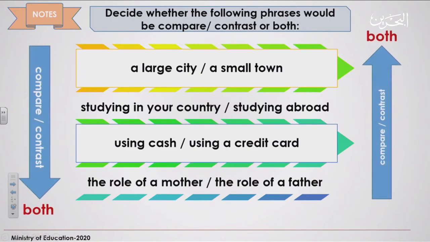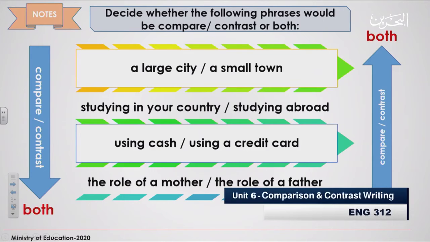This is the answer. Actually, for any topic you choose, a large city, a small town, studying in a country or studying abroad, using cash or using credit card, the role of a mother or the role of the father, when you keep a topic that you're debating, you can always use comparing and contrasting for both. It's applicable for all.